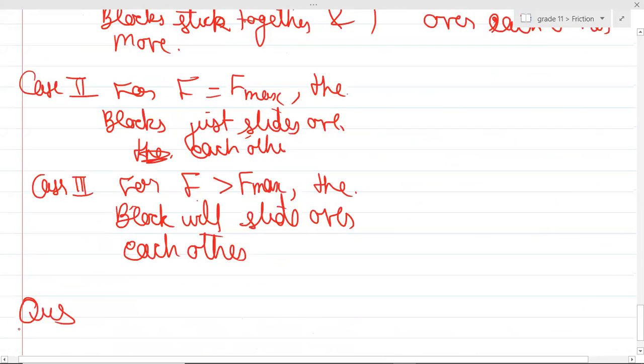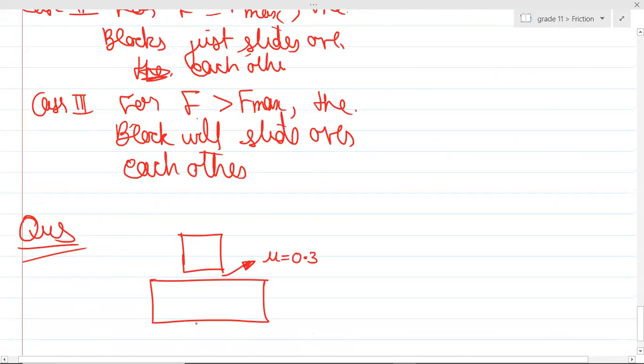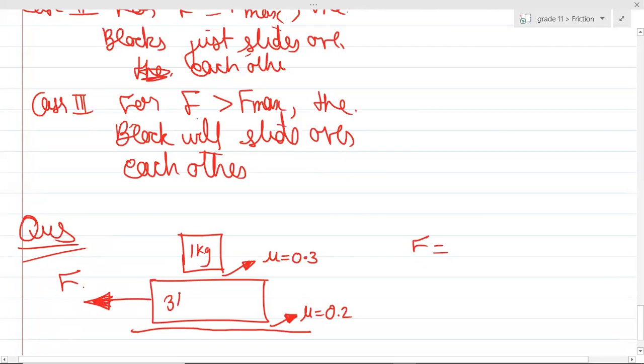Sure. So this was the concept, and now I'm giving you a question based on this. Okay? So, for example, this is 0.3 and this is 0.2. I'm applying a force in this direction over it. This is 1 kg, this is 3 kg.